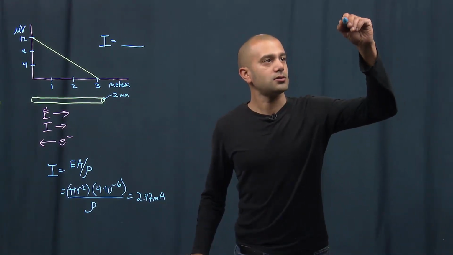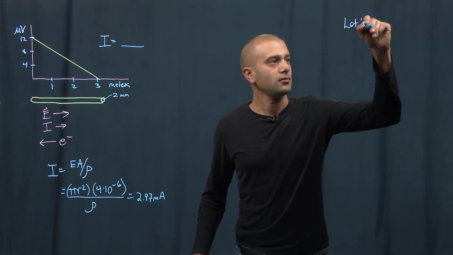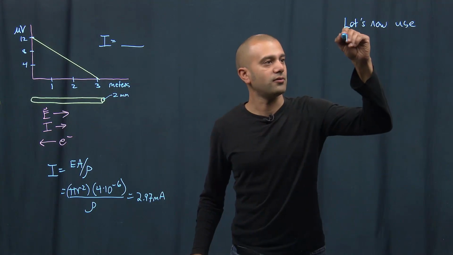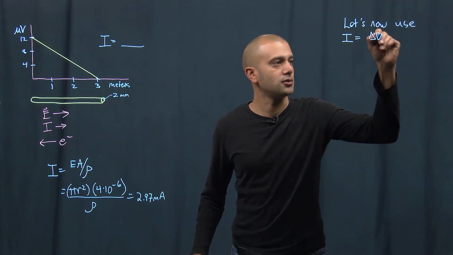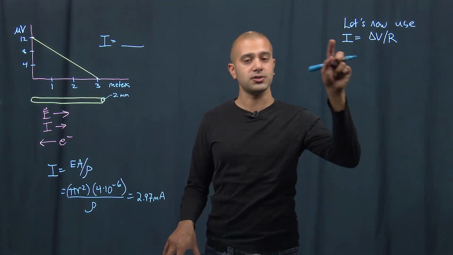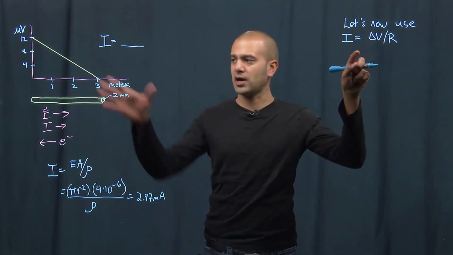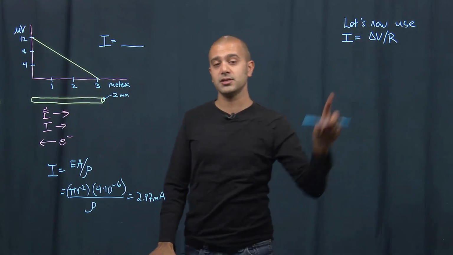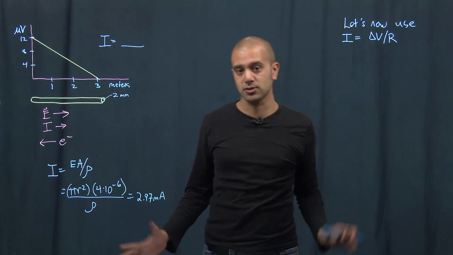So let's now use the second form of Ohm's law, which is that the current is equal to the change in voltage divided by the resistance. In this case, we're looking for the current, so that's already in the equation. We have a graph of voltages, so we can most likely find this delta V. We don't know what the resistance is. We do have a resistivity, so let's relate those.